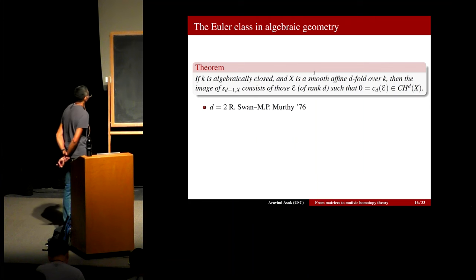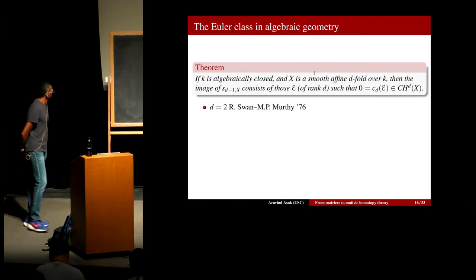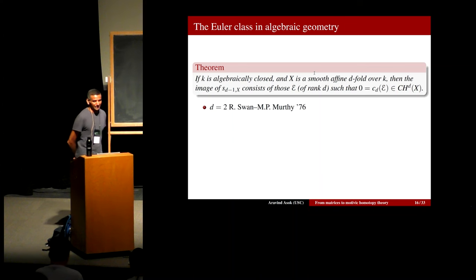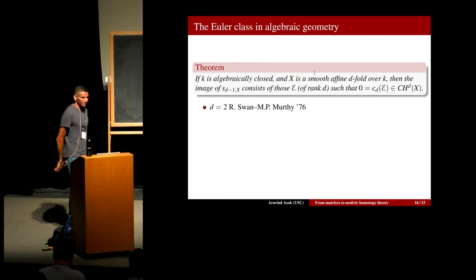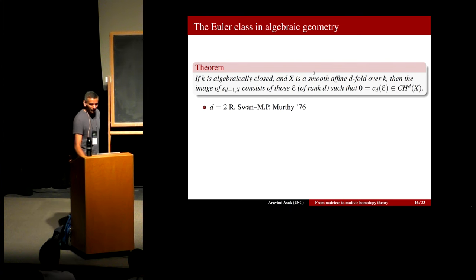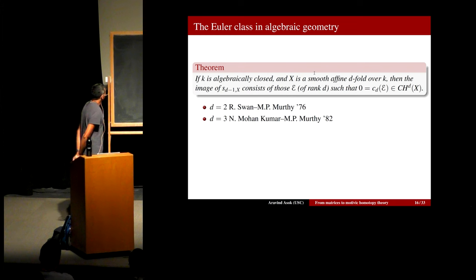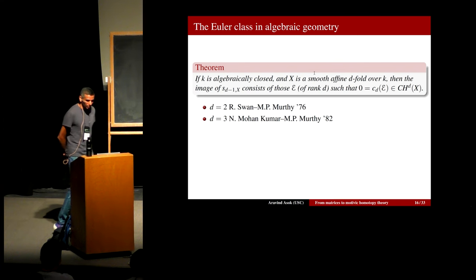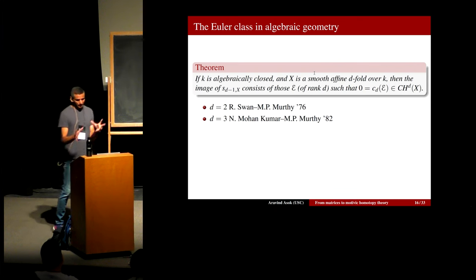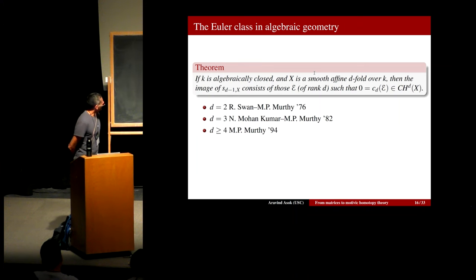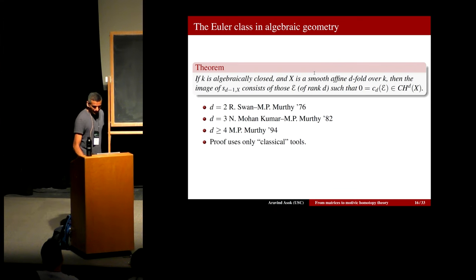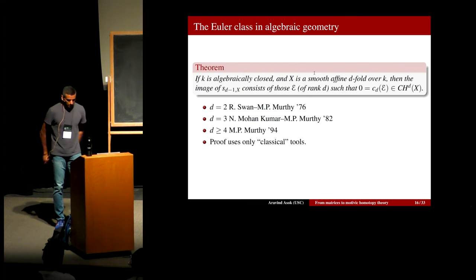And the D equals two case was solved by Dick Swan and Pavaman Murthy in 1976. And this is classical ring theory, really using the kinds of general position arguments and building those up a la Serre. So they did more than this in that paper, but it still took quite some time to move from there to dimension three. This was done by Mohan Kumar and Pavaman Murthy in 82. Again, they proved a little more than this, but it took a while to use these classical techniques. And finally, it was established in general by Murthy in 1994. Like I said, this is really classical ring theory.